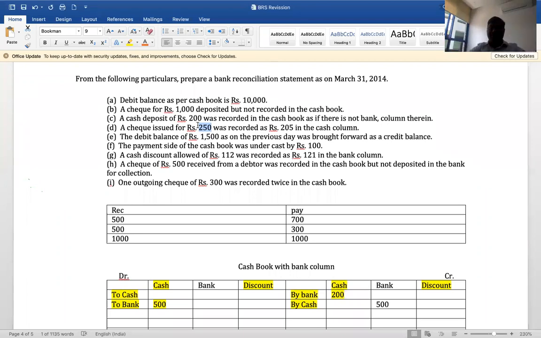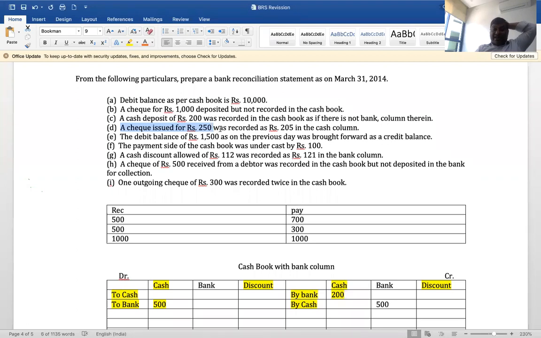Sir, instead of recording 250, he recorded 205, right? So in the cash column, we write 45 rupees? Should the 45 rupees be added or subtracted? It should be subtracted, right? When a check is issued, to that extent the cash book balance should come down. It did not come down for the reason you did not record it.